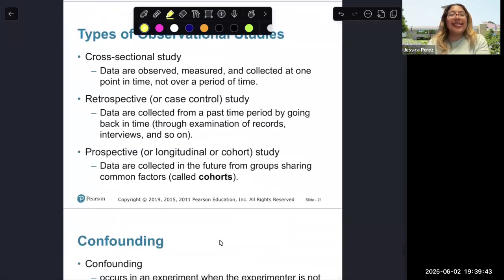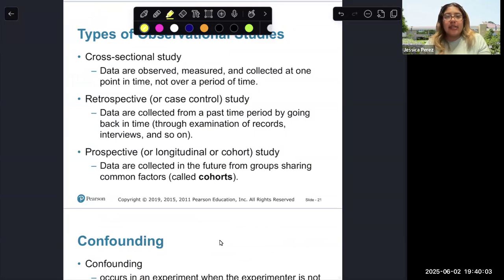What are the types of observational studies? There's the cross-sectional study. That means that the data is observed, measured, and collected at one point in time, not over a period of time. So that would be at once. That's a cross-sectional study, right? It's at a point in time. I'm going to collect it just right now. I'm not going to collect it in 10 years.